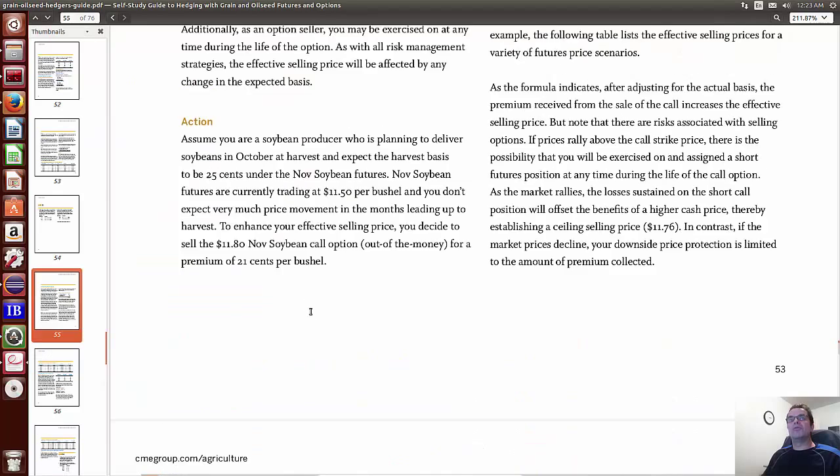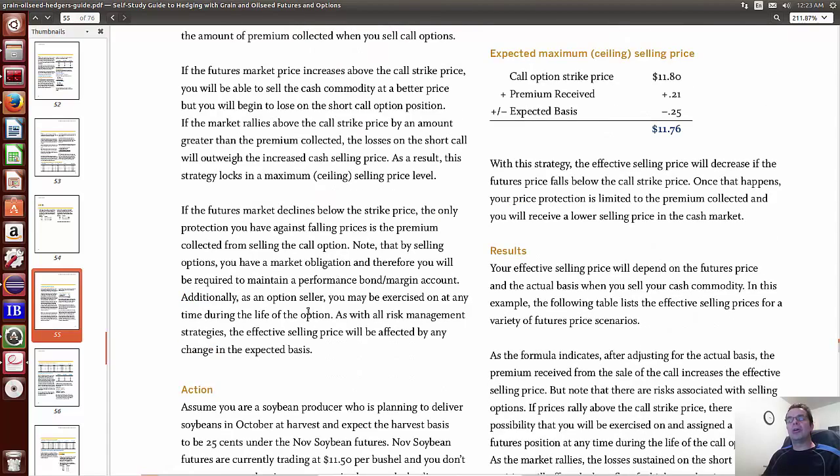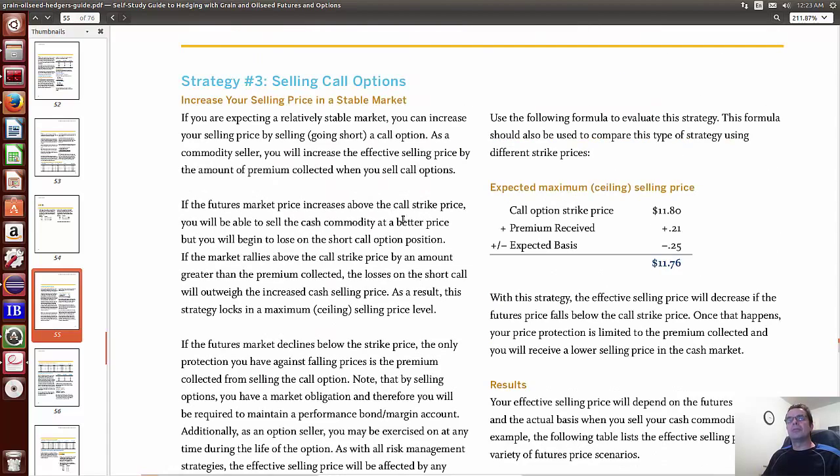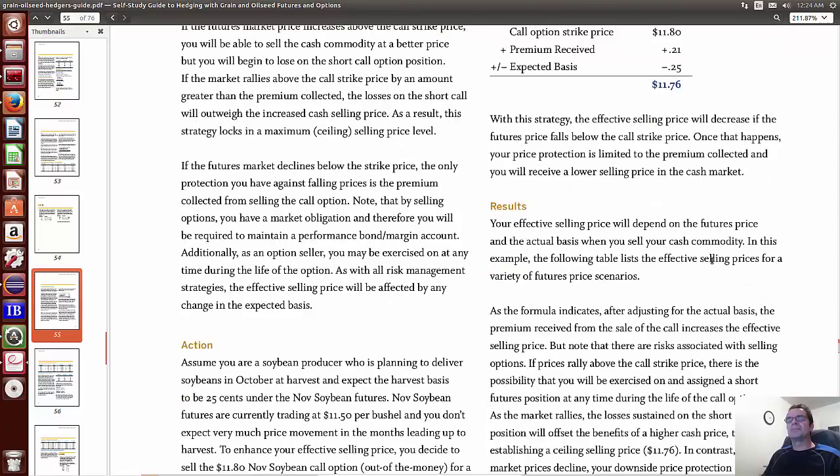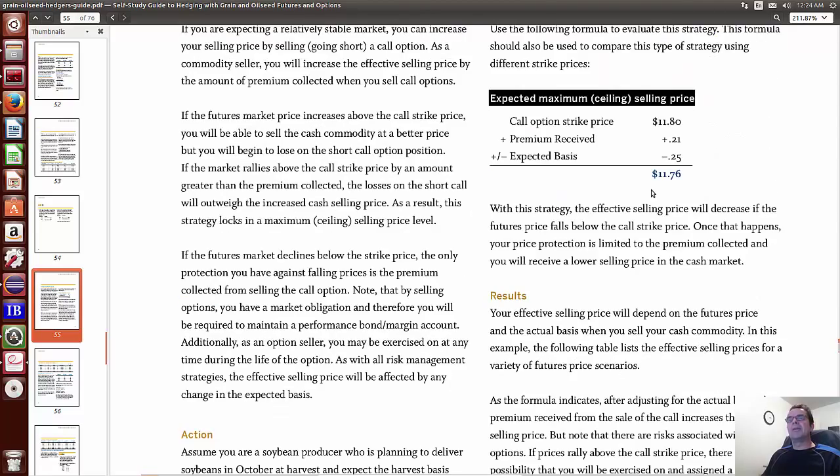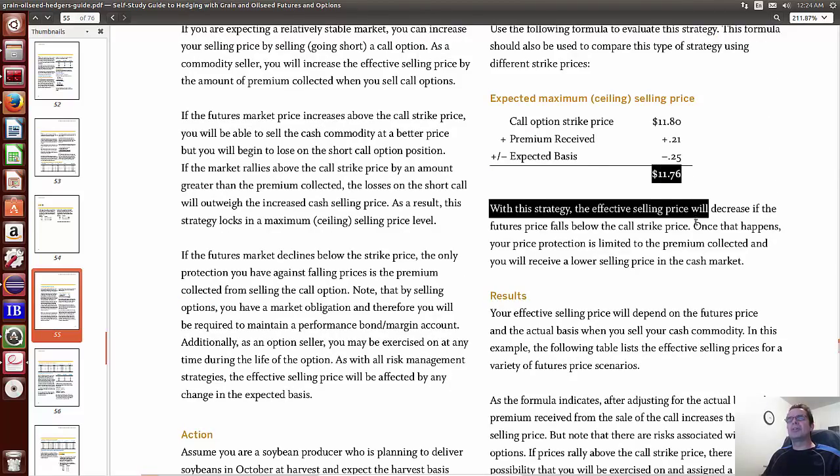Okay, so moving on with selling commodities. Different from a hedger, we're going to work on a third strategy, selling call options. The idea here is we sell a call option with a strike price, and the maximum selling price is the strike price, plus the premium received, plus or minus the expected basis. Now, that will give you your max expected basis.